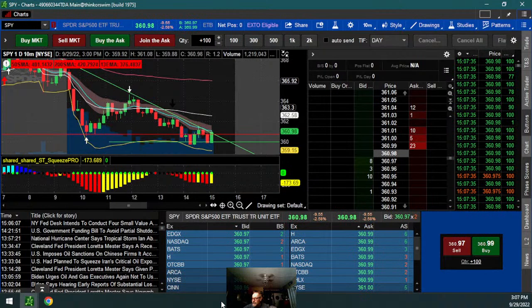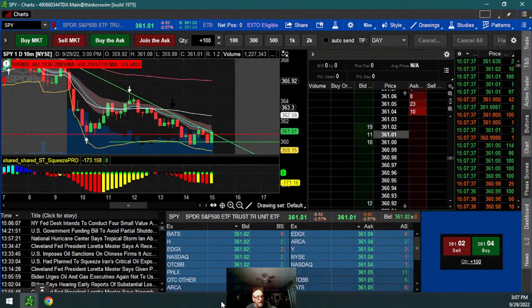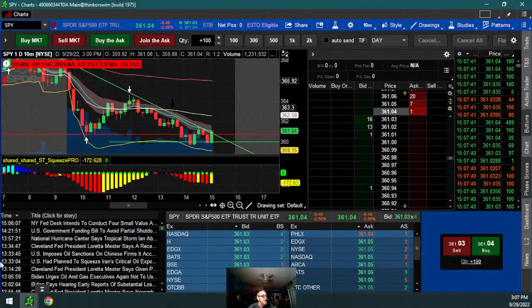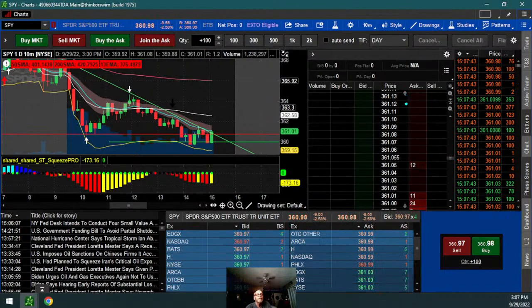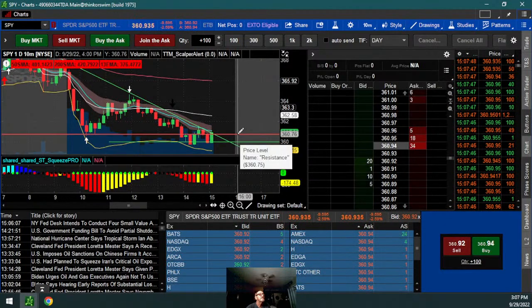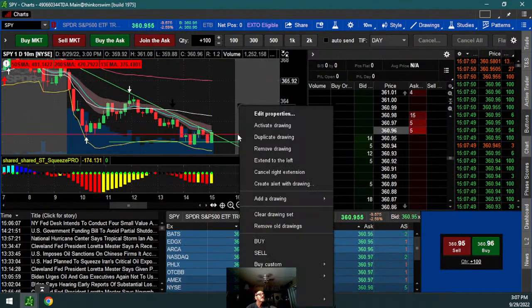And here we go, folks. There's the 361 again. Okay, and we just broke through resistance at 361. You remember I changed it? I should have left it. I told you 361 was really, what do we do? 360. See, I changed it. I should have changed it.